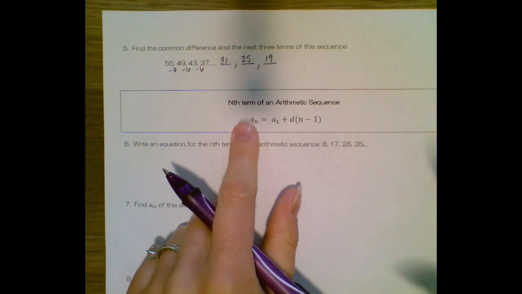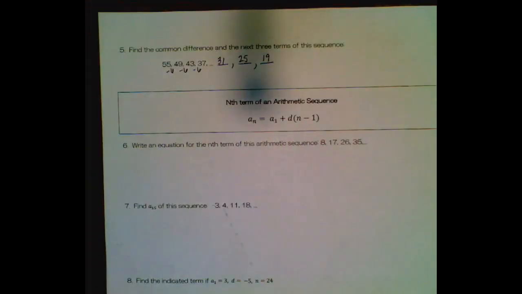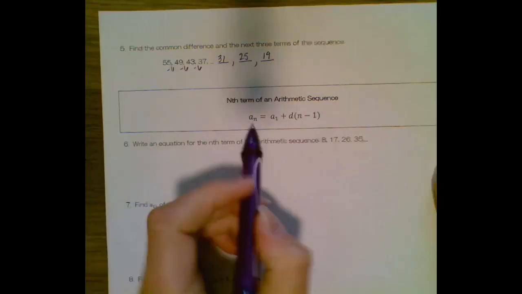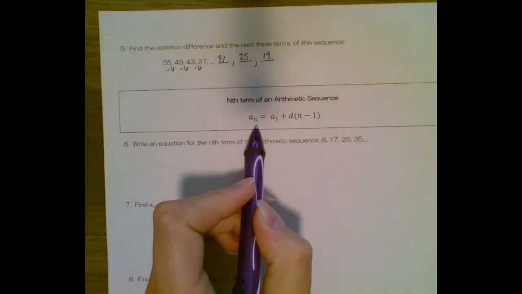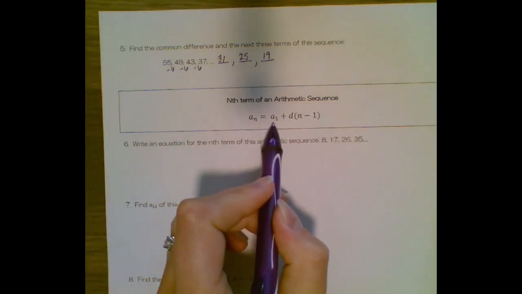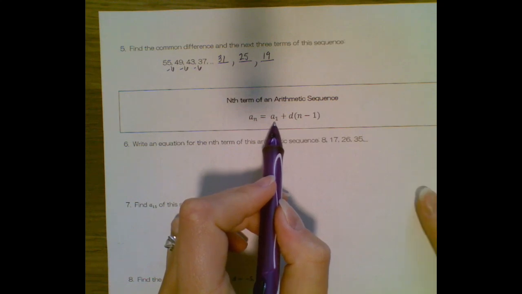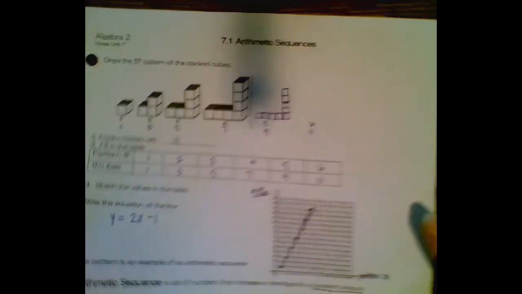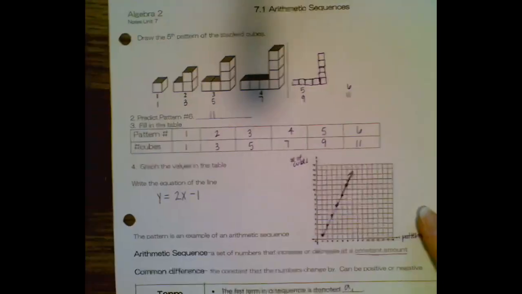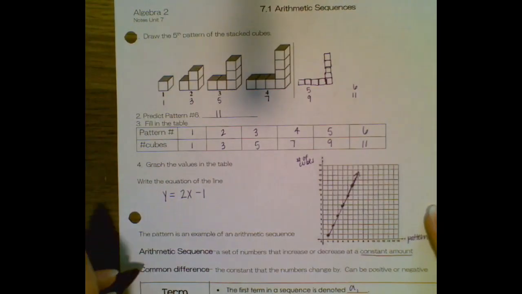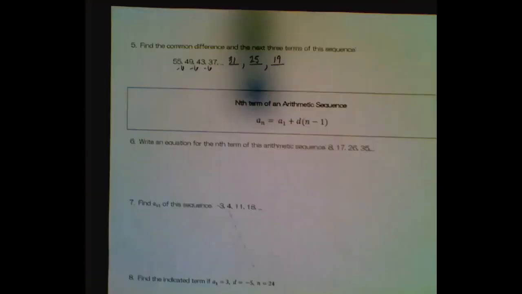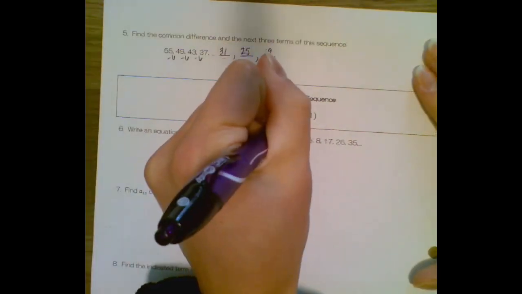All right, the nth term of an arithmetic sequence is this formula right here, okay? So if I want to get any term number, I can do that by taking the first term value plus the common difference, which is represented by d, and we need to note that right here. So the common difference is d. That's the d value, okay? We can even note that here.